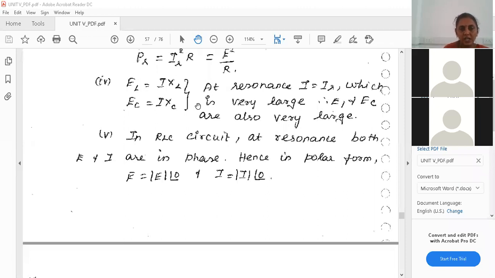So in an RLC circuit at resonance, both E and I are in phase. So how do we write them? We can write it as E is equal to E angle 0 and I is equal to I angle 0. So this can be written like this. These are the effects of resonance.